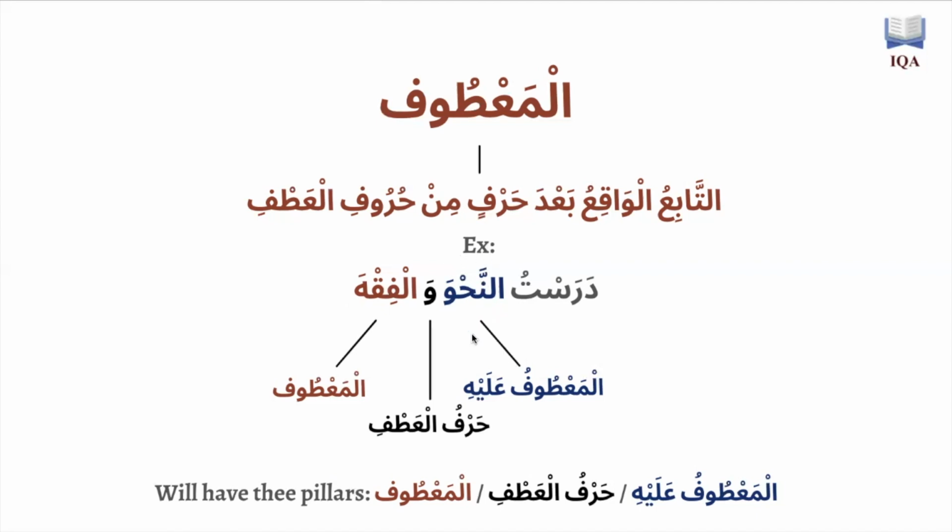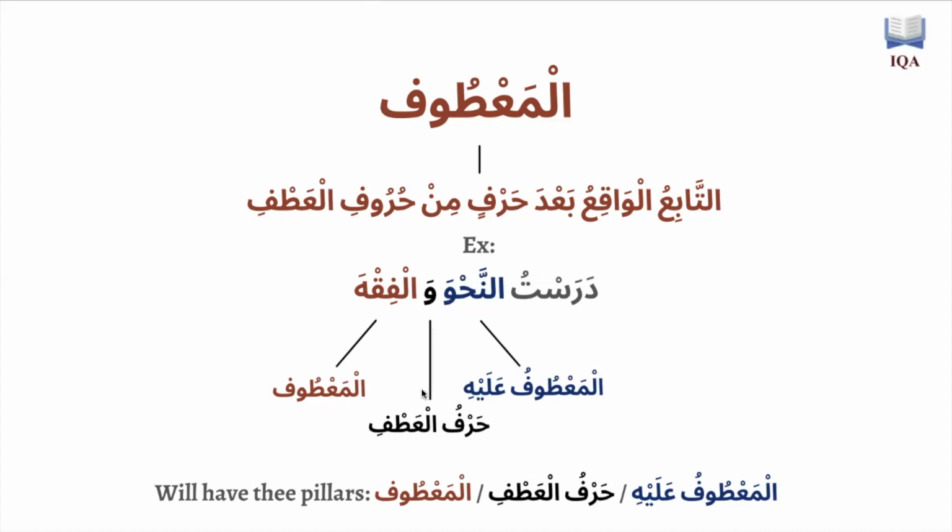And whatever the i'rab of the ma'tufun alayh is going to be, that is going to be the i'rab of the ma'tuf. So if al-nahwa happened to be al-nahwu marfu', it would be al-fiqhu. And if al-nahwa happened to be al-nahwi majrurun, it would be al-fiqhi. So the ma'tuf is always going to follow the i'rab of the ma'tufun alayh. The ma'tufun alayh is a noun that comes before the harf al-ataf, and the ma'tuf is a noun that comes after the harf al-ataf. That is in a very brief sense.